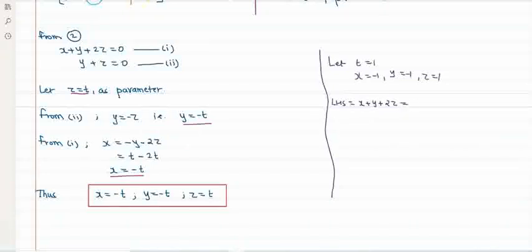X is -1, y is -1 plus 2 times 1. That is equal to 0, so RHS. We satisfy the equation.